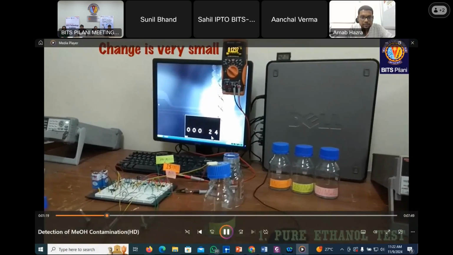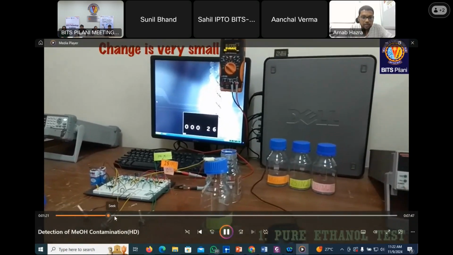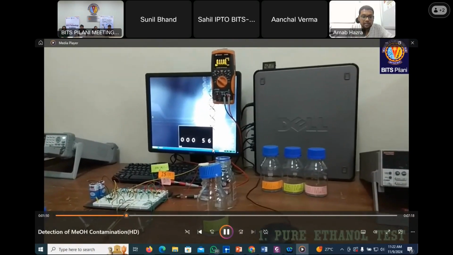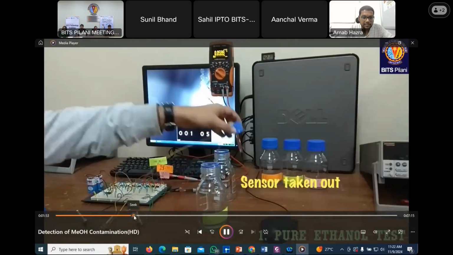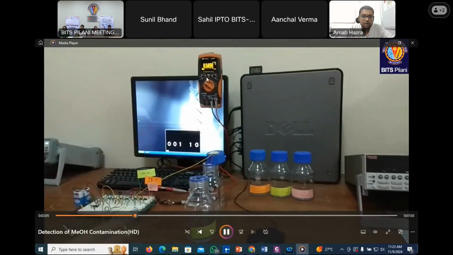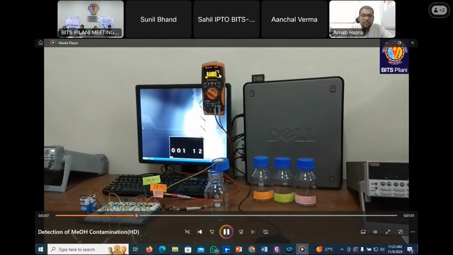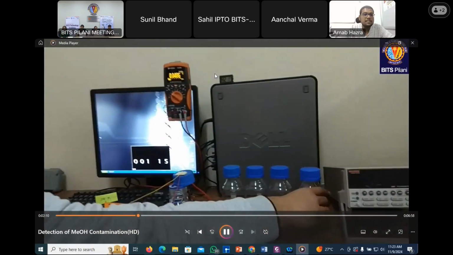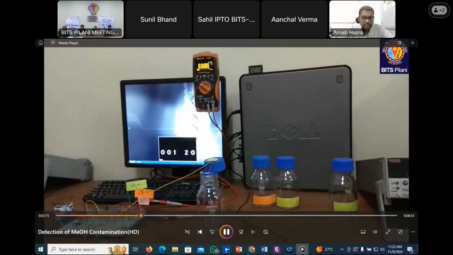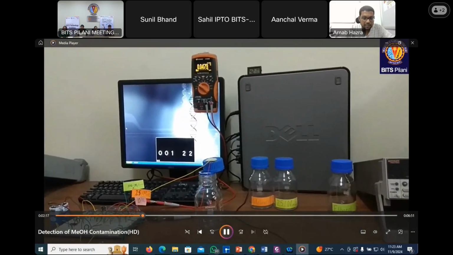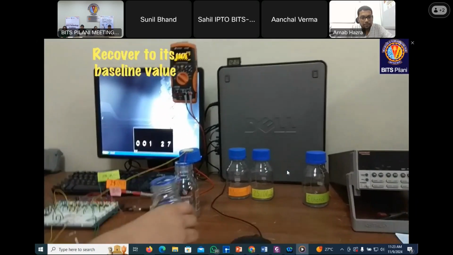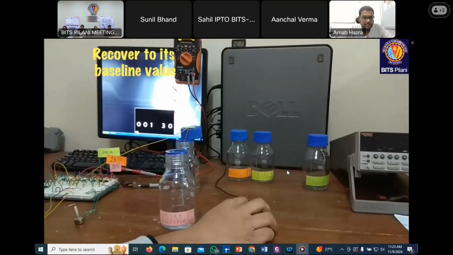So here is 24 seconds. We can wait for 1 minute, but I can skip this so that it will be faster. After 56 seconds, there is no change. So we remove this, and the thing that is very important is our sensor is recovering within 10 seconds, and now it is ready for the next measurement. And this sensor works without any external temperature device, so it can be placed directly inside the chamber.